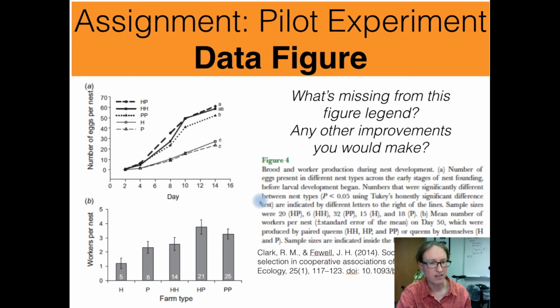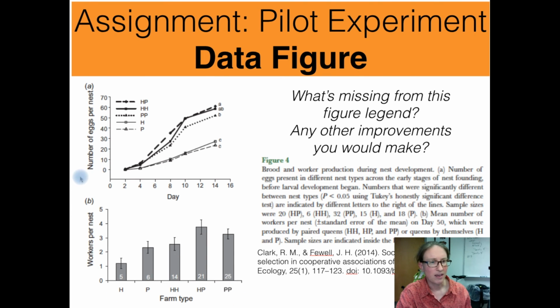And so here I note that the numbers that were significantly different between nest types are indicated by different letters to the right of the lines. So my statistical comparison is conducted here at the end point of this study. And I've also listed my sample sizes. And then in part B, what I'm showing are the mean number of workers per nest at day 50 that were produced by my different treatments in this experiment.